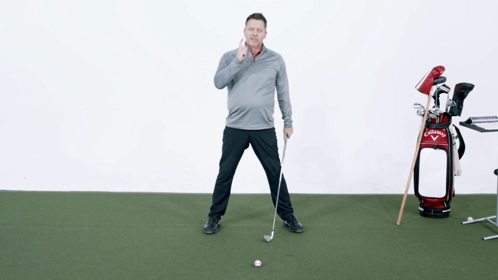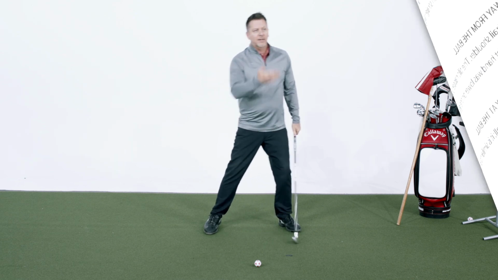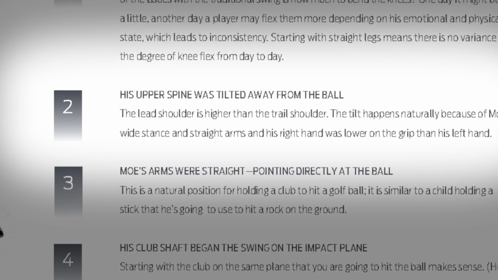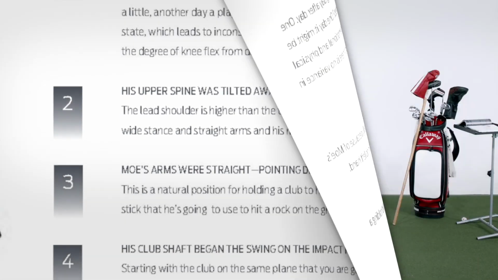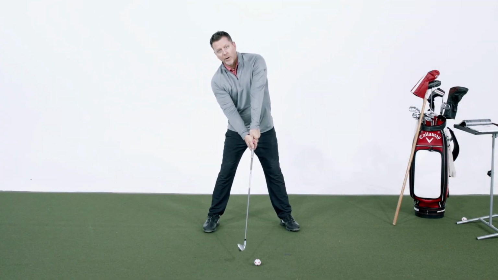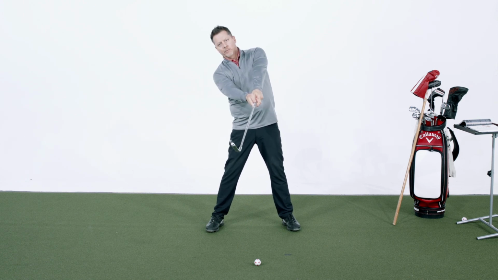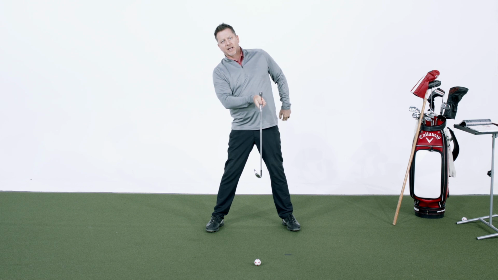See that? There's a tilt; you need to have the tilt involved. If you look at the next thing, you're going to see his upper spine was tilted away from the ball, right? See, what happens is it's centered now, but it's tilted. Moe tilted. Now look at the club: it goes to the lead side of the body.